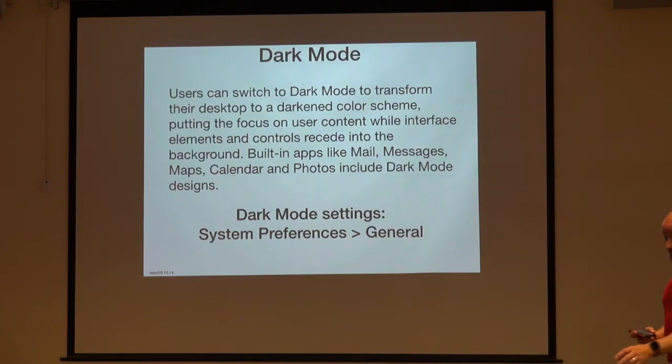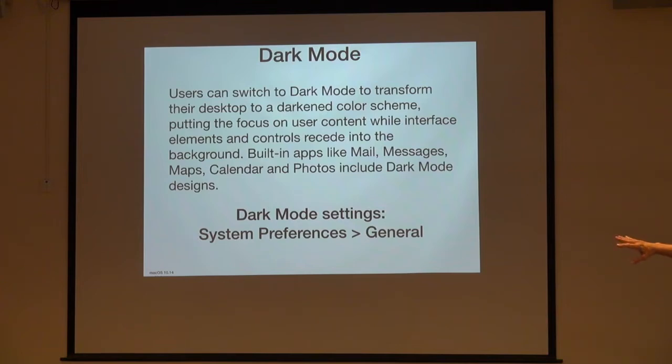So one of the biggest things about Mojave that you might have seen or heard that they're advertising a lot is dark mode. So users in System Preferences can switch to dark mode to make the whole backgrounds and everything a darker color, like a real dark gray, almost black. All the built-in apps, like Mail, Messages, Calendar, Photos, News, iTunes, support this dark mode. So I'm going to show you some examples of it.